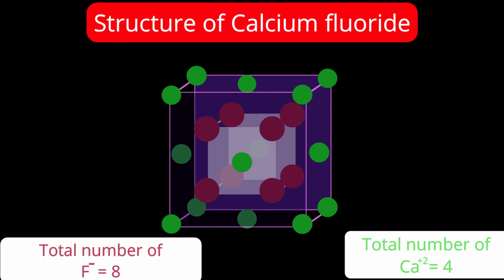And what about calcium plus 2? FCC arrangement, so there should be 4. How? 8 at corners, so the contribution will be 1 upon 8 into 8 is equal to 1. And 6 are at centers of faces, so their contribution will be 6 into 1 by 2 is equal to 3. So 1 plus 3 is equal to 4. So total number of complete F minus ions in this unit cell is 8, while calcium is 4.